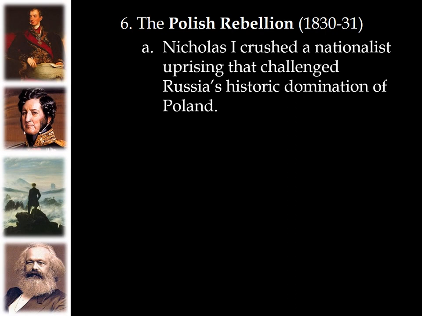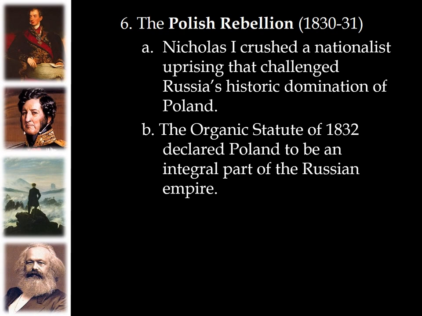After he is gone in 1825, not only does Nicholas have the Decembrists to worry about within Russia challenging his authority, but he has the Poles trying to seize the opportunity to free themselves from Russian domination as well. He will crush those rebellions. But in 1832, the Organic Statute of 1832 declared Poland to be an integral part of the Russian Empire. So the Russians will still maintain control over Poland, but Poland is recognized as an integral part of the Russian Empire, rather than just a subservient state.